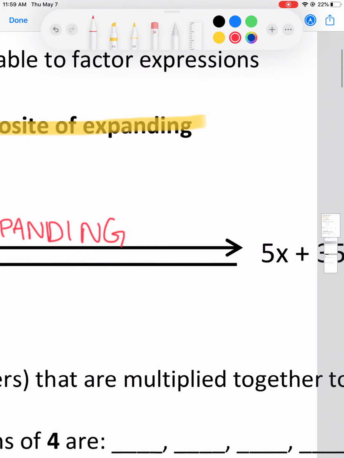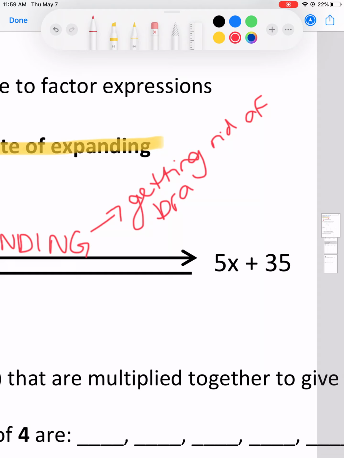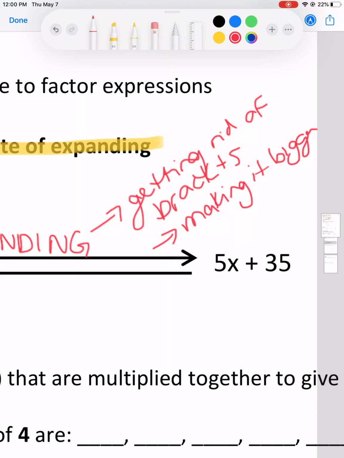So in other words, getting rid of the brackets and making it bigger. Okay, and what do I mean by making it bigger? I just mean like you're spreading it out a little bit.